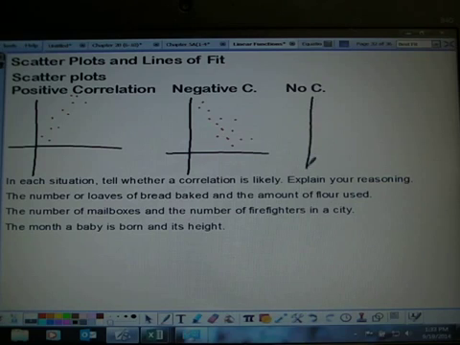And our last one here would be no correlation, meaning it doesn't have anything going on. It's just all over the place, no data that's supporting it. So it's all over.